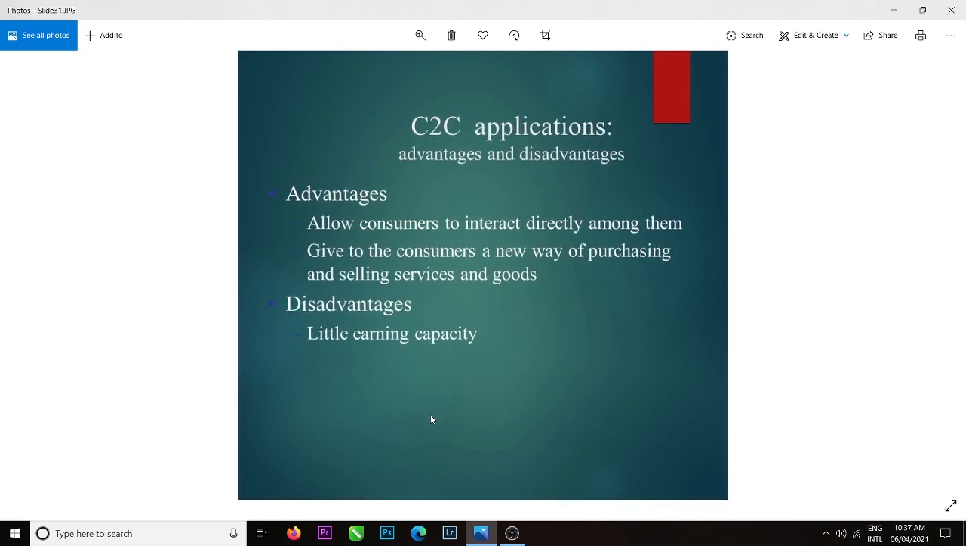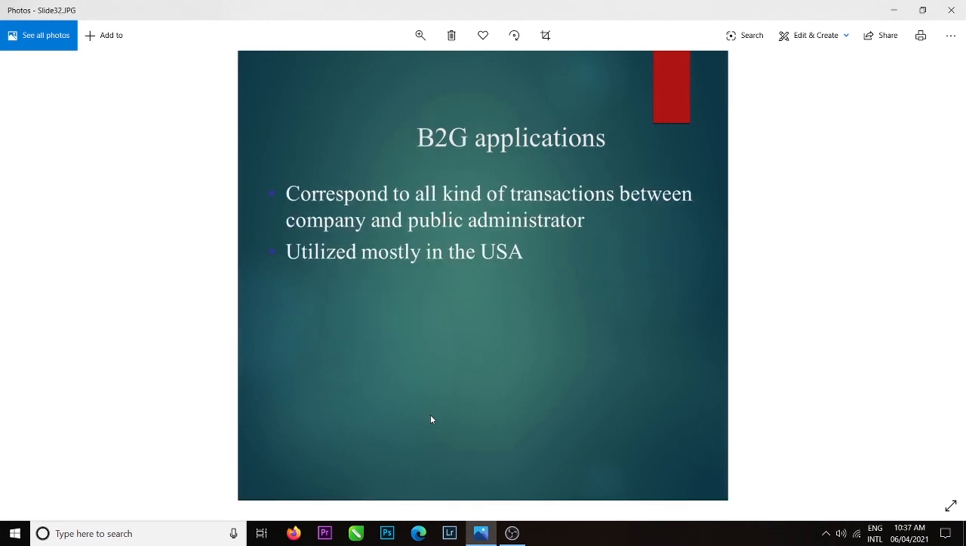Advantages are consumers interact directly among themselves, giving consumers a new way of purchasing and selling services and goods. This will help the local markets. C2C will help the local markets, local goods which are available, and we can ask them to supply for us. Disadvantages are little earning capacity. Most of the people will buy high volume goods and high-fi goods and they don't bother about the locally available goods. That's why the margin will be very low.